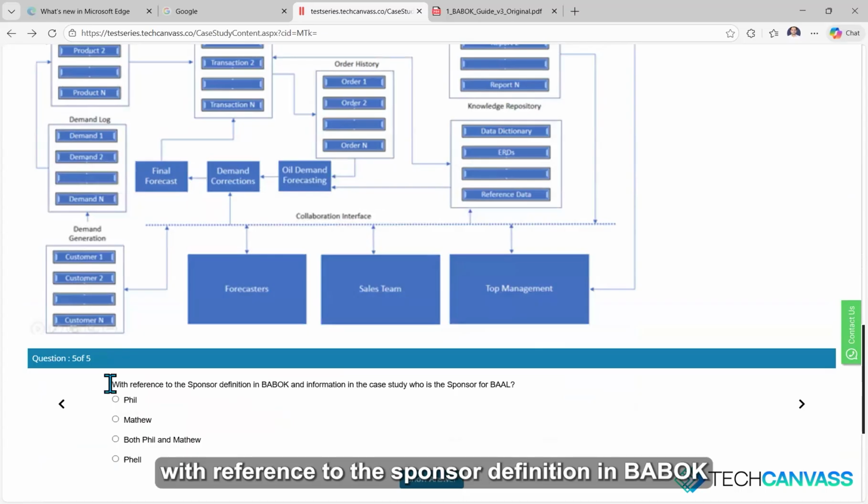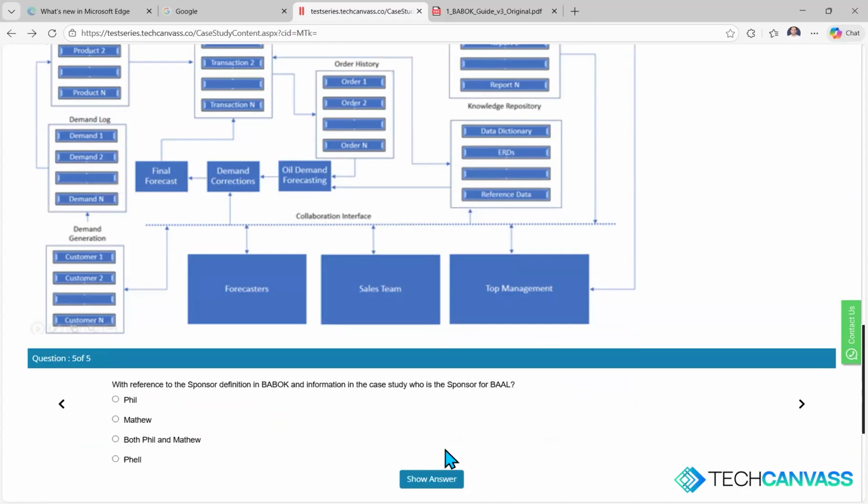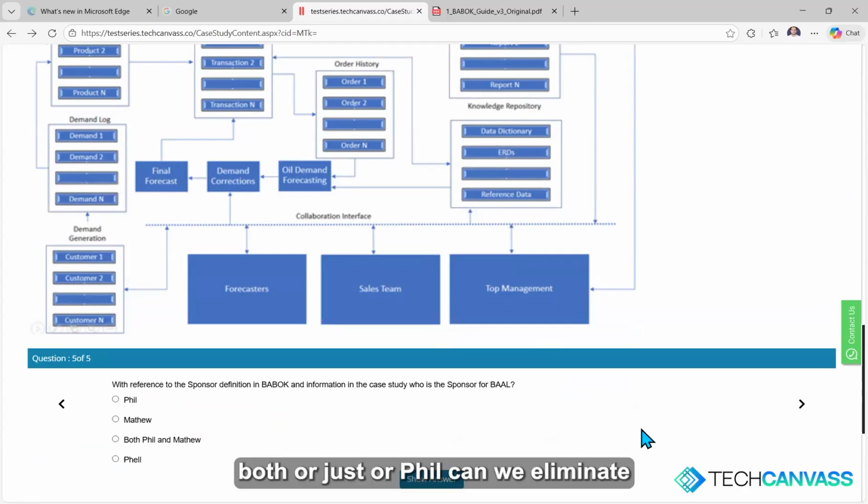Okay, so look at the question. With reference to the sponsor definition in BABOK and information in the case study, who is the sponsor for BAL? Is it Phil, Matthew? Both or just Phil? Can we eliminate?